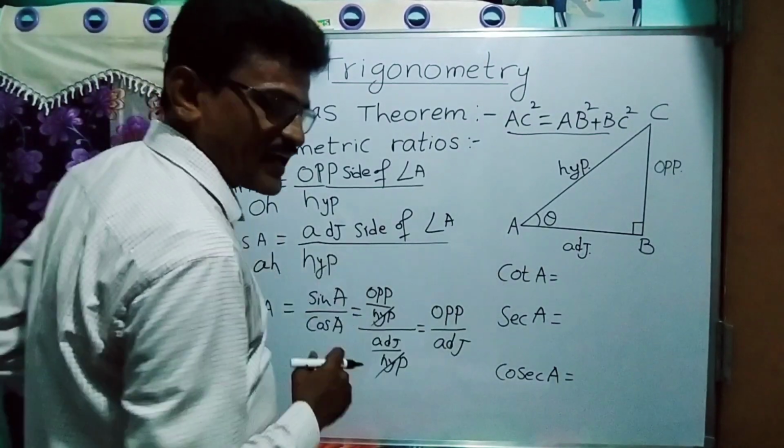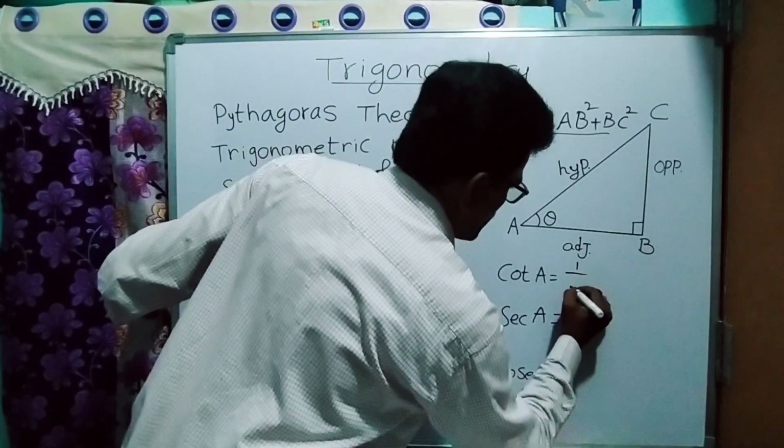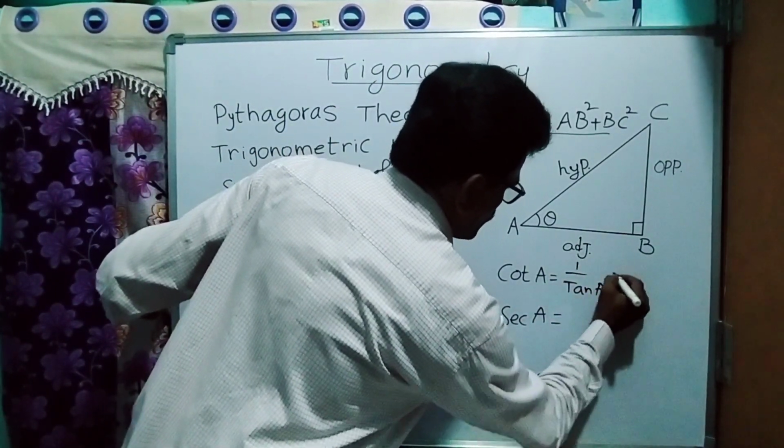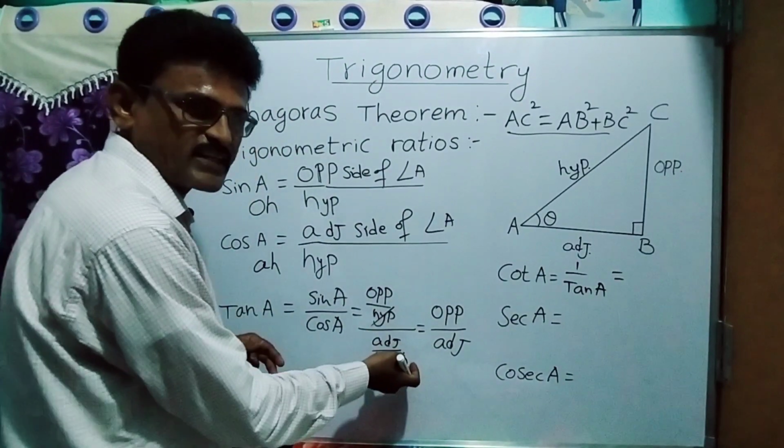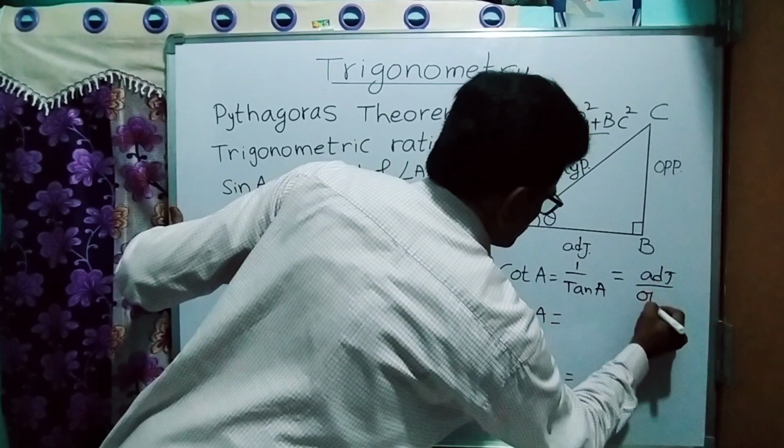Now, what is cot A? Just the reciprocal of tan A. So, what is cot A? 1 by tan A. Now, what did we learn about tan A? Opposite by adjacent. Here you can write adjacent by opposite.